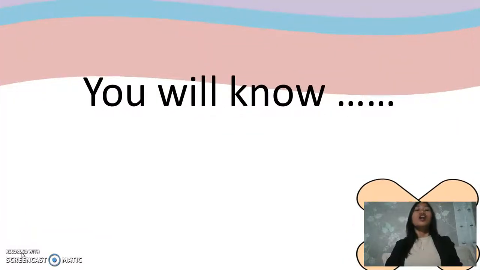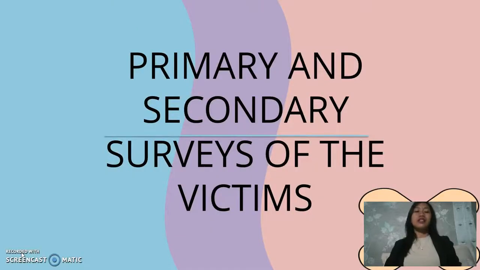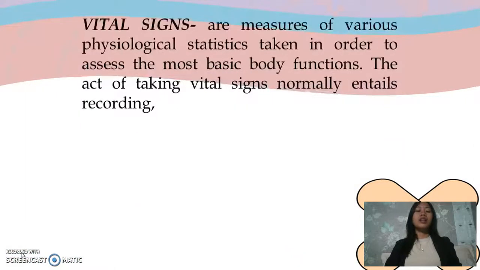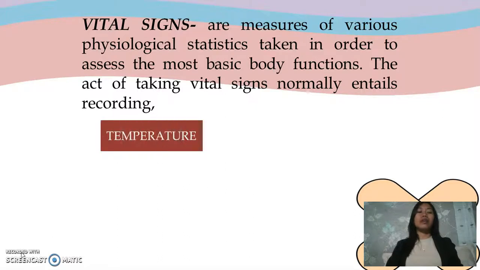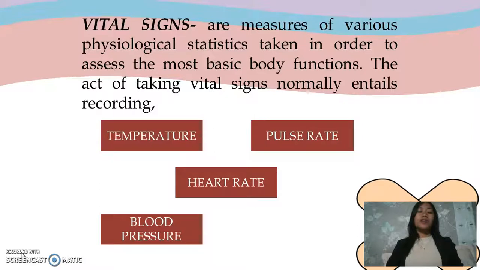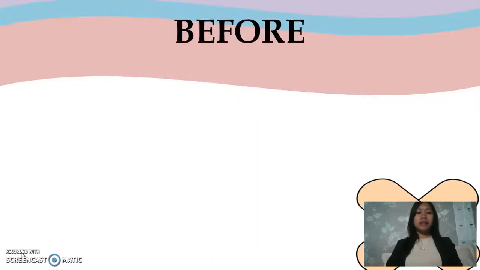Now, today, you will learn how to do the primary and secondary surveys of the victim. Now, here's what you need to know. Vital signs are measures of various physiological statistics taken in order to assess the most basic body functions. The act of taking vital signs normally entails recording temperature, pulse rate or heart rate, blood pressure, and respiratory rate.